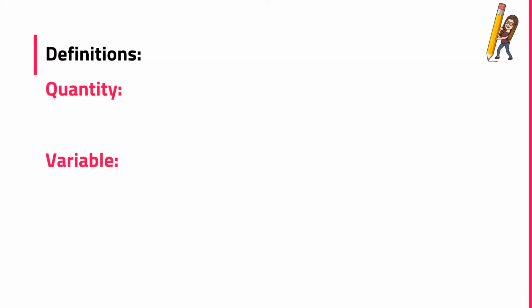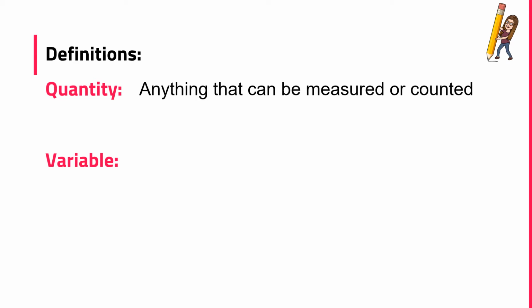All right, now that you have that foldable ready, let's just go over a few definitions we're going to use this year. The first word is quantity. A quantity is anything that can be measured or counted.